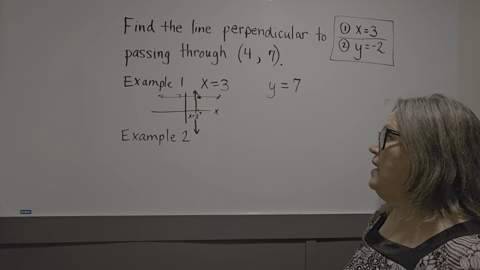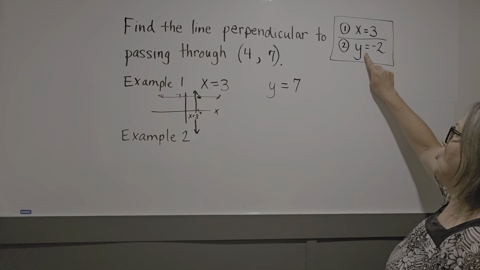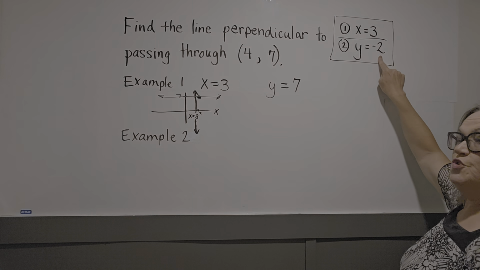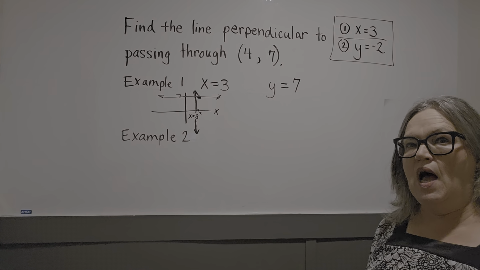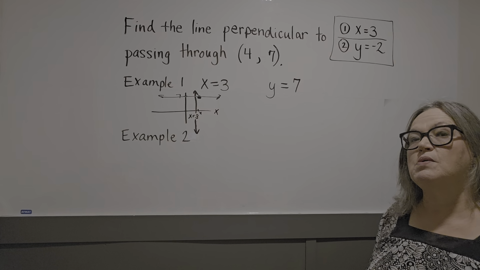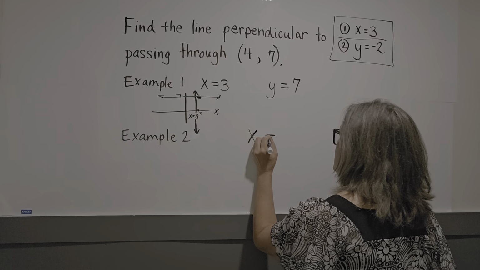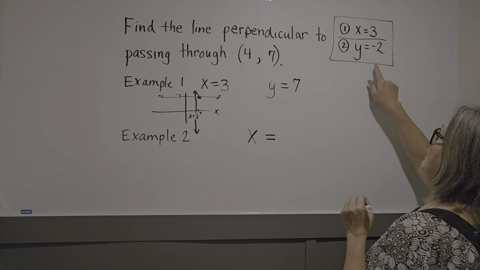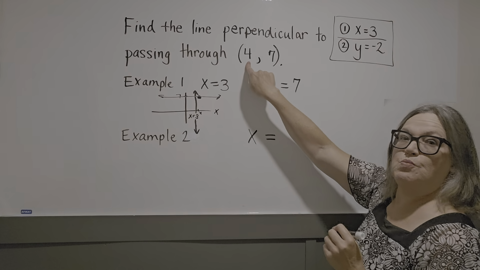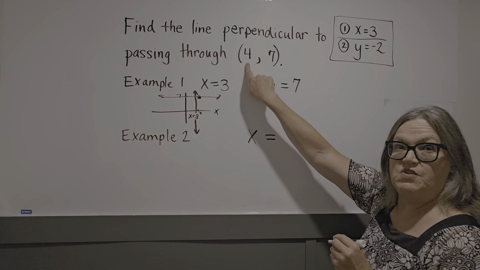And similarly, for example 2, we want to find the perpendicular to y equals -2. Well, that's a horizontal line, and so the perpendicular is going to be a vertical line. And so a vertical line is x equal to some constant, but that constant, because it passes through the point (4, 7), is 4.